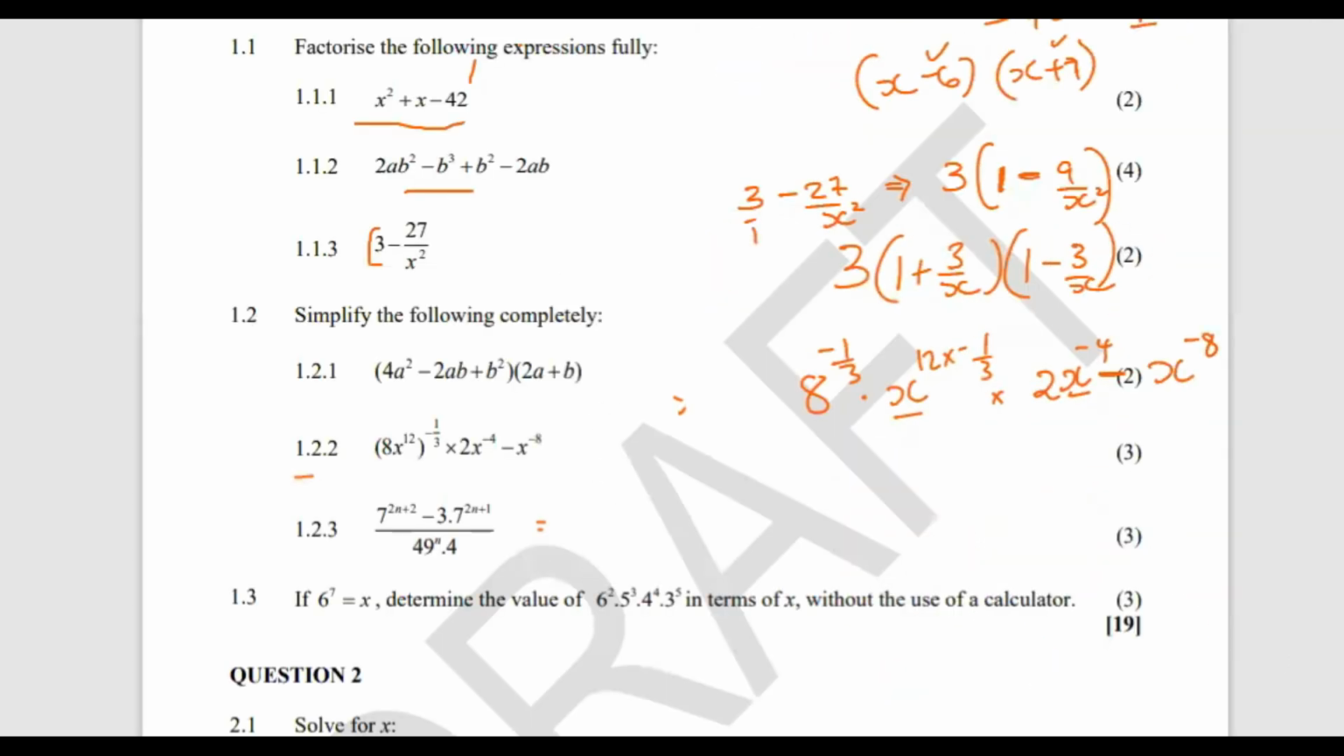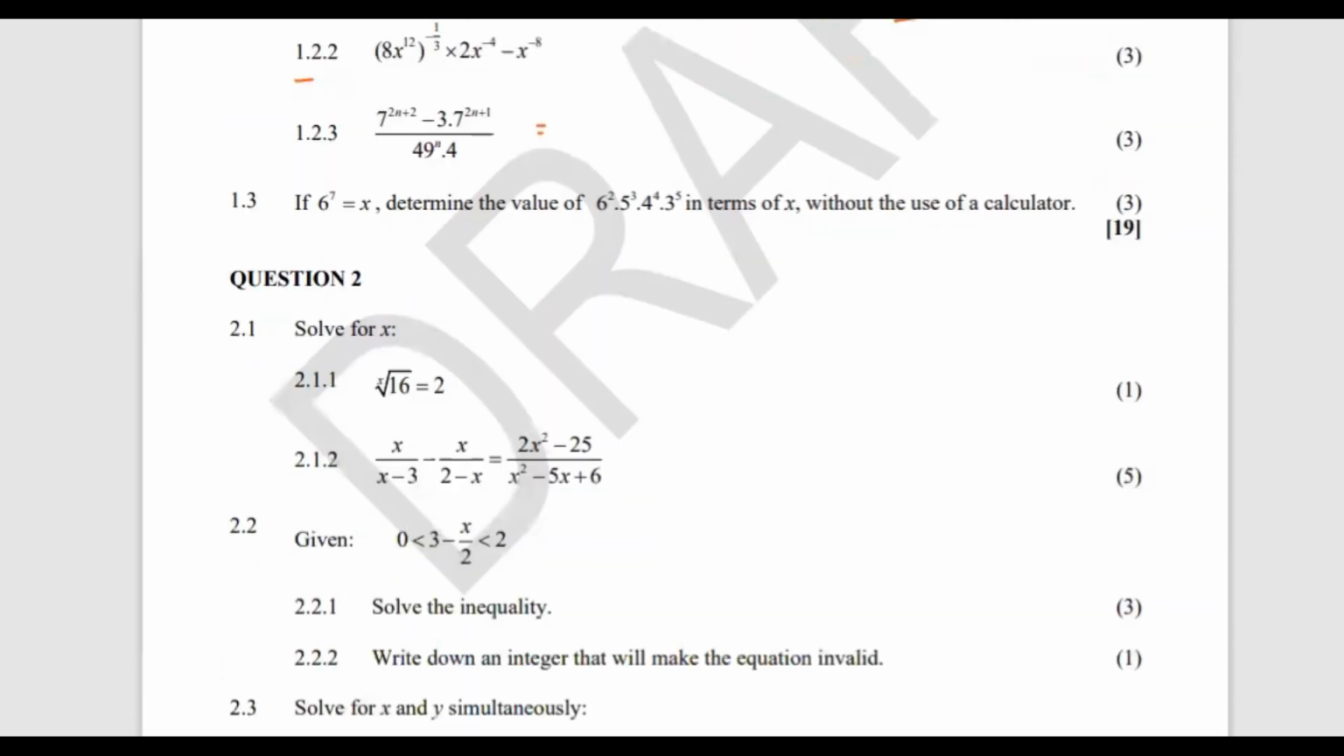Okay. Then question 1.3, they're telling us that if 6 to the 7 is x, determine the value of 6 squared, 5 cubed, 4 to the 4, 3 to the 5 in terms of x without using a calculator. This is ridiculous. Okay, so what I'm saying is that I need to create a base of 6 to the 7, and then I'll equate that to x.